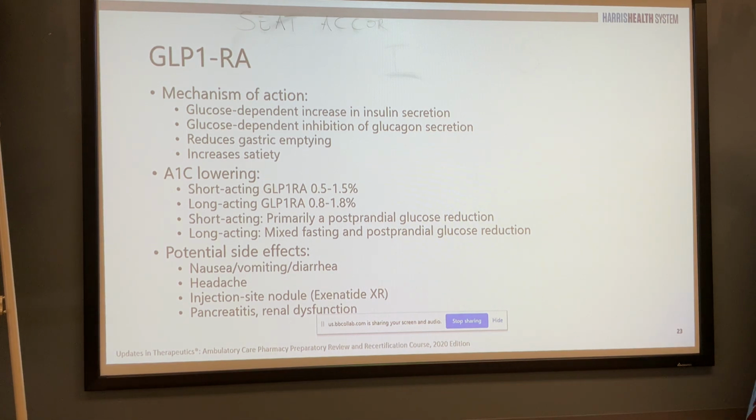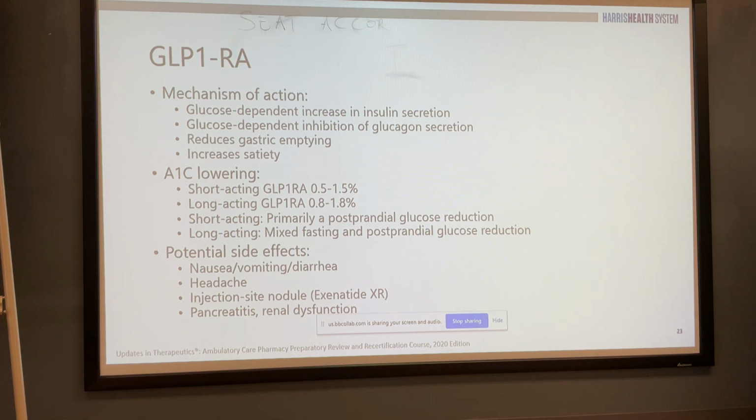But I get some pretty good effects with GLP-1s. Short-acting GLP-1s primarily focus on mealtime sugars, and long-acting products focus on lowering both the fasting sugars and the postprandial sugars, or mealtime sugars. So that's a slight difference. Potential side effects include nausea, vomiting, and diarrhea, which is very real, especially when patients first start the medicine or if their dose is increased.